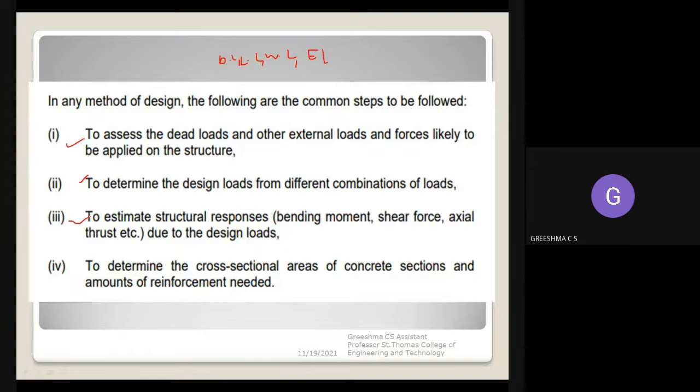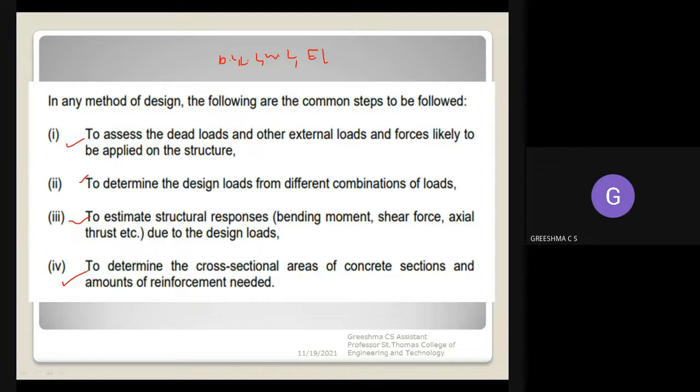Third one is you have to estimate the structural response due to design load. That means if a load is acting on a structure, what will be its bending moment, its shear force, its axial thrust, all these things you have to calculate. That is called as the structural response.